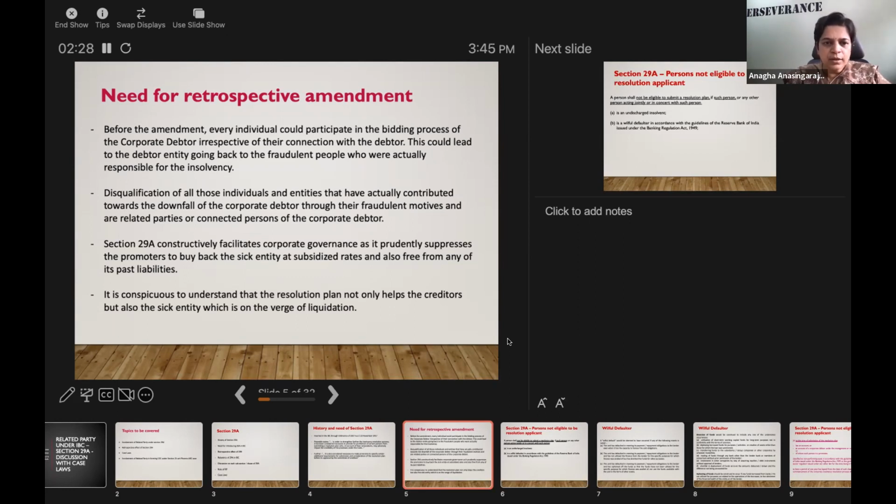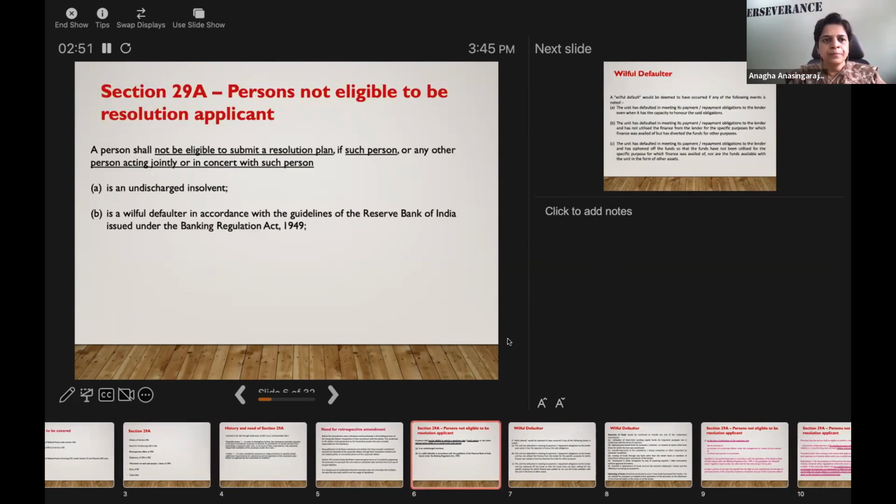And we need to understand that the resolution plan not only helps the creditors, but also the sick entity, which is on the verge of liquidation. So ensuring that it goes in the correct hands. If a person who has already contributed to the downfall of the CD, if the company goes back to him, then it will again be a futile exercise. That entire insolvency exercise may be considered to be futile.